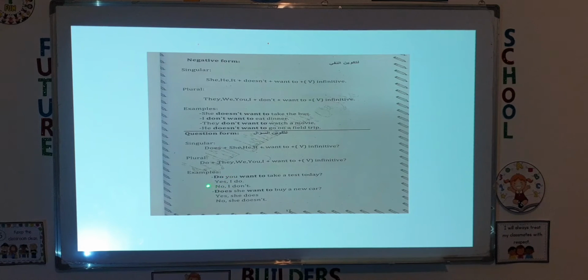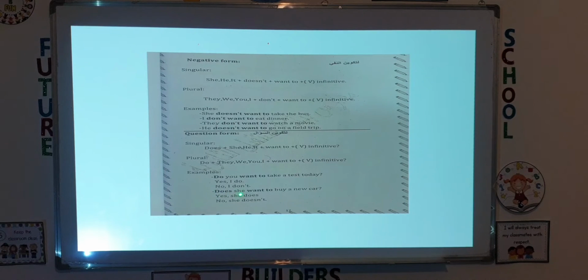The answer should be in the short form, okay? And since it is a yes or no question, your answer should be yes or no. So the answer here for the question is yes, I do, or no, I don't. You use yes and the subject and do, or no and the subject and don't. Now move to the second example.